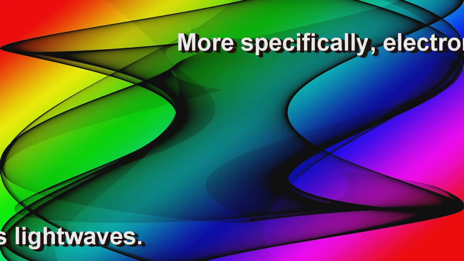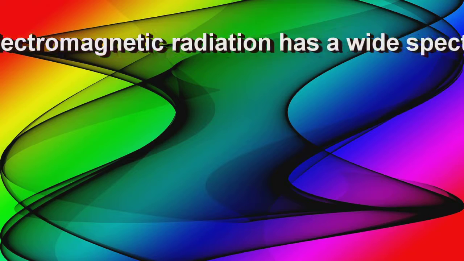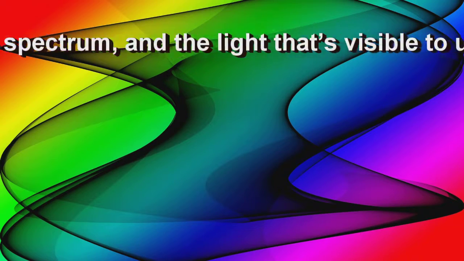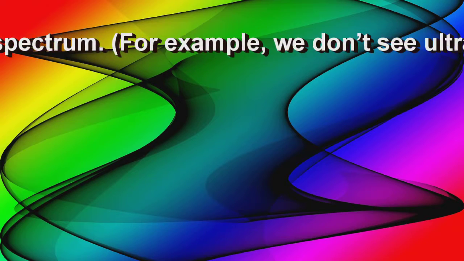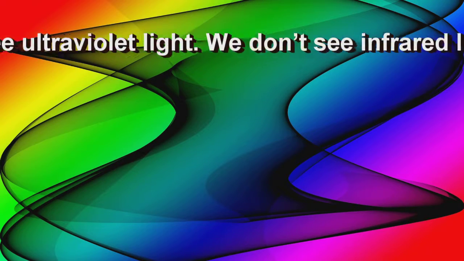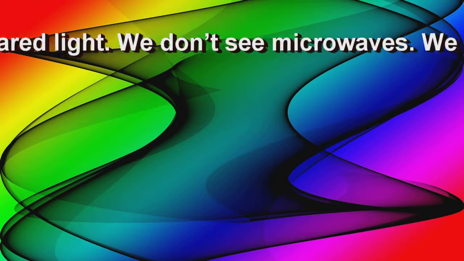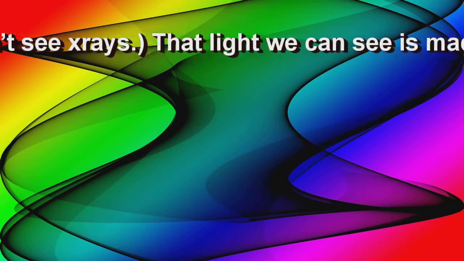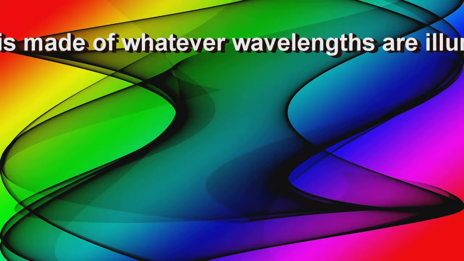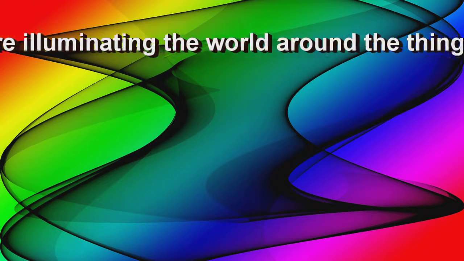More specifically, electromagnetic radiation has a wide spectrum, and the light that's visible to us is just a narrow part of that spectrum. For example, we don't see ultraviolet light, we don't see infrared light, we don't see microwaves, we don't see radio waves, we don't see X-rays. The light we can see is made of whatever wavelengths are illuminating the world around the thing you're looking at.